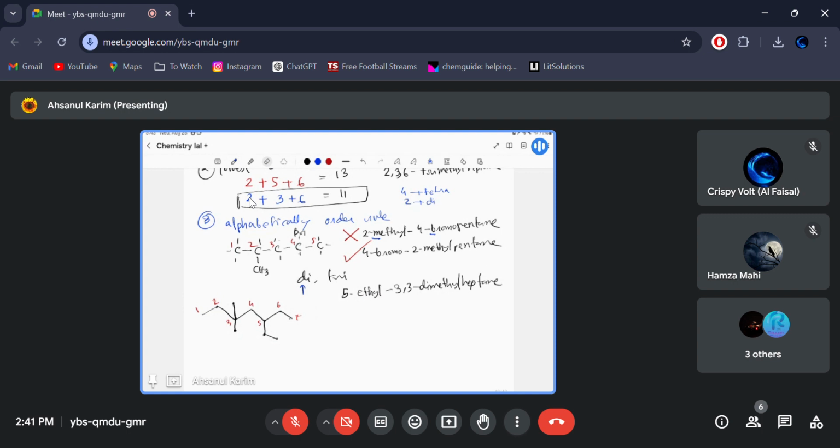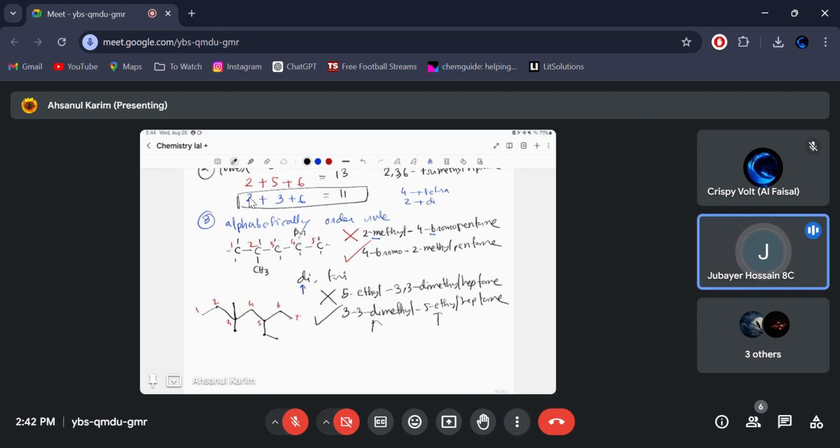So I wrote it wrong myself. Yes, so it is not a correct naming; E comes before D. So 3-methyl, 5-ethyl heptane. Correct, so this is the correct naming. I'm using the alphabetical rule.